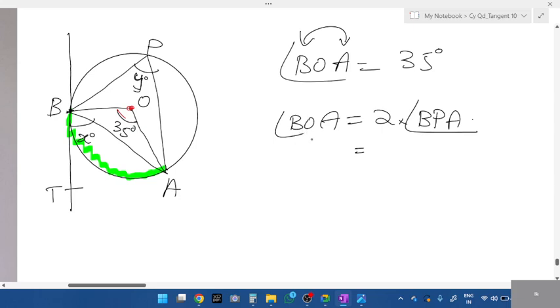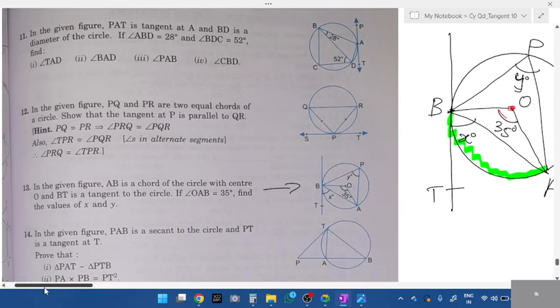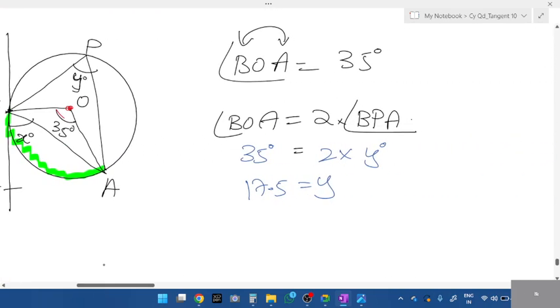Next, what is BOA? 2 into BPA is y degrees, students. Y is equal to 17.5. Which question is this? 13th question. Let me check the answer. 13th question, 17.5. That should be correct.